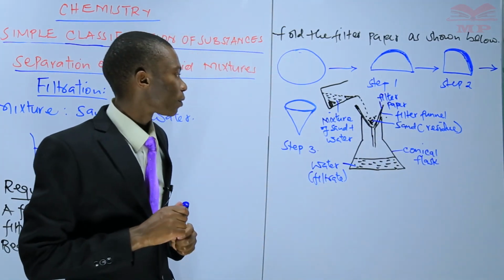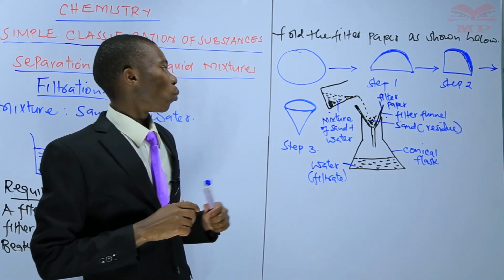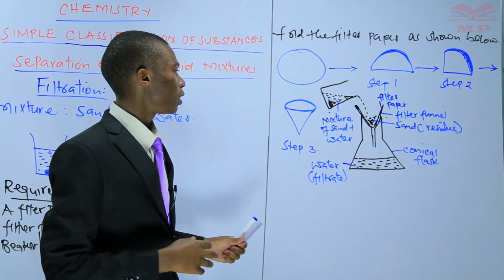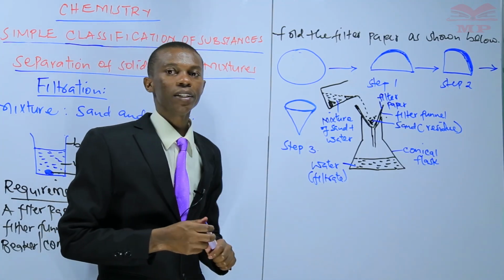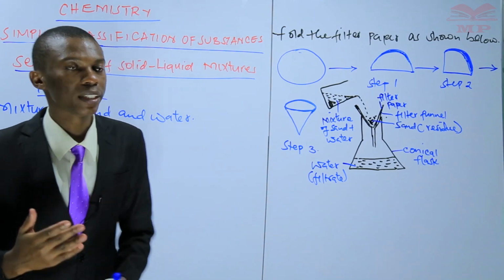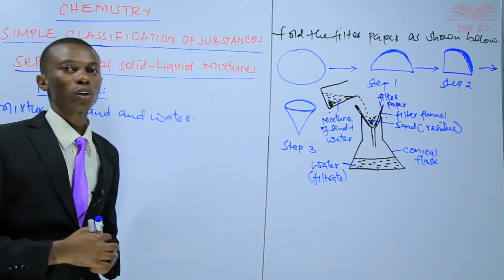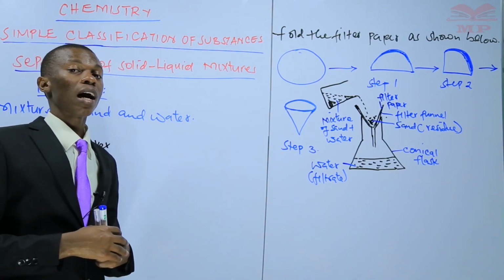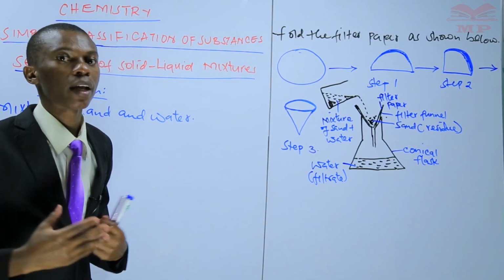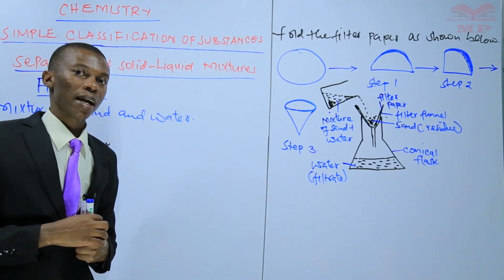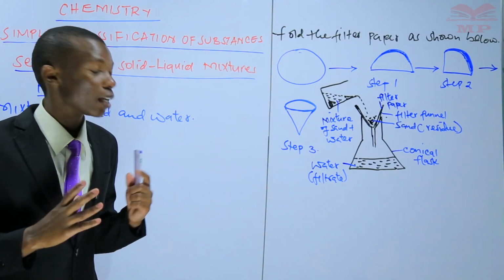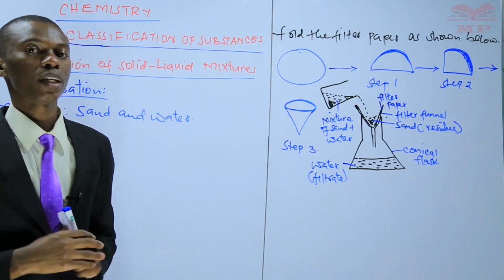And second, the liquid which passes through is called the filtrate. And in our case, the filtrate is water. Water is the filtrate. And that is the filtration method of separation. I hope you get the difference between filtration and decantation methods of separation at this time. Therefore, that becomes the end of our lesson today.